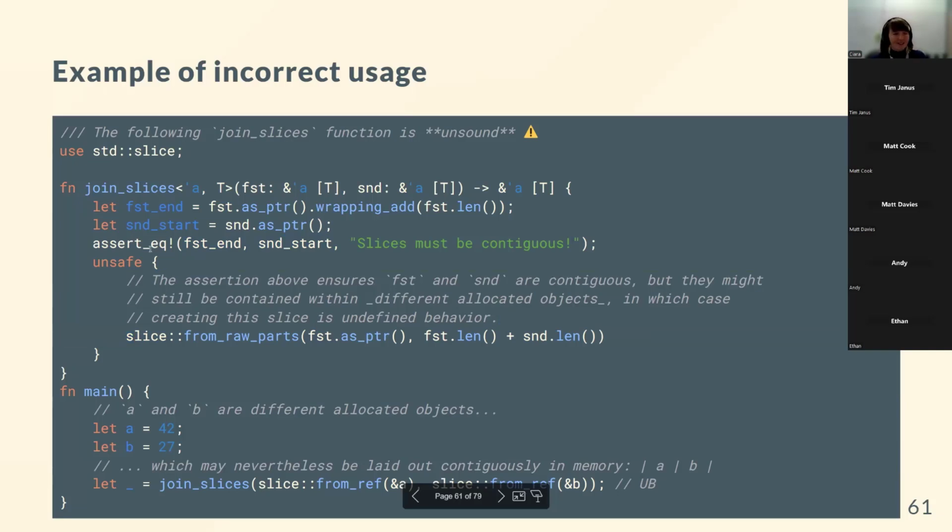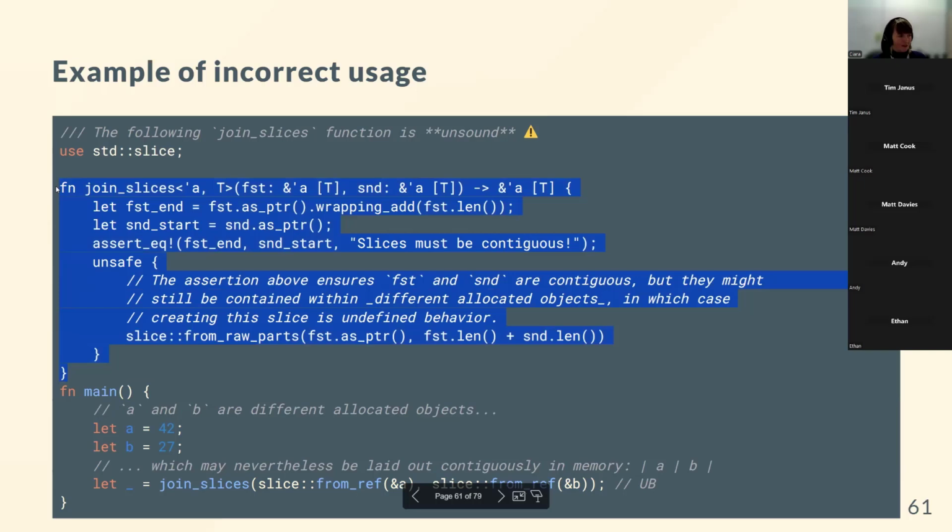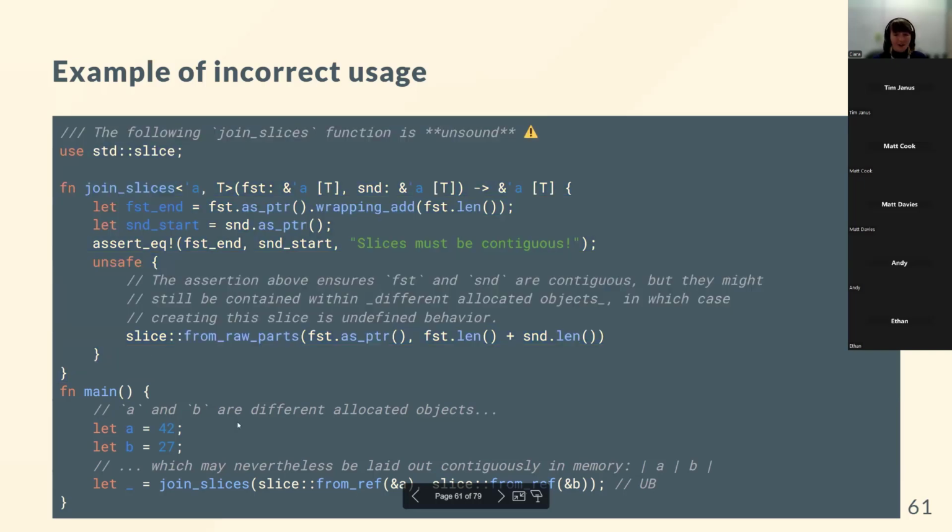But actually, there's still a hole in this logic. Checking that they're contiguous is not enough to ensure that those slices are definitely from the same object. So here, A and B are totally different allocated objects. And then when I try and join them together, I've got undefined behavior. There is nothing unsafe in this function call. So there's nothing wrong. This code is correct. What's not correct is this join slices method, which is unsound. There is a way you can call it with safe code that results in undefined behavior. Therefore, that function is unsound.